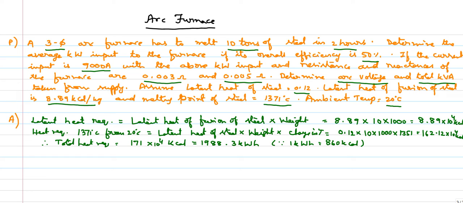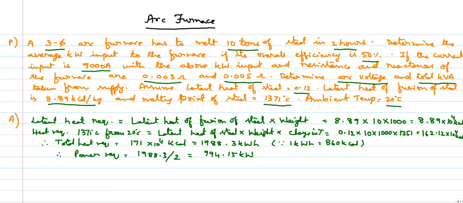But what happened here? Whatever we have done, this energy is for 2 hours, not for 1 hour. Energy is in kilowatt hour, so it is per 1 hour, but it has been given for 2 hours. So the power required is 1988.3 kilowatt hour. This is for 2 hours, so per 1 hour it will be divided by 2, which will be equal to around 994.15 kilowatt.